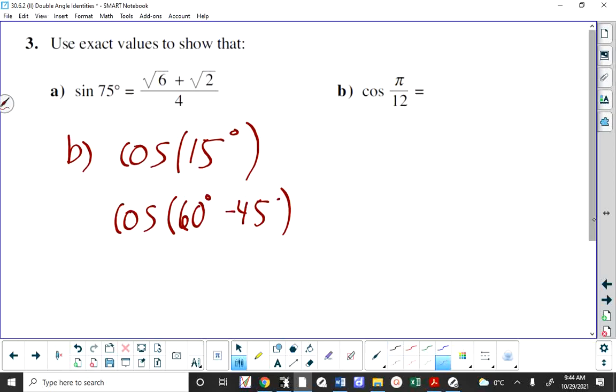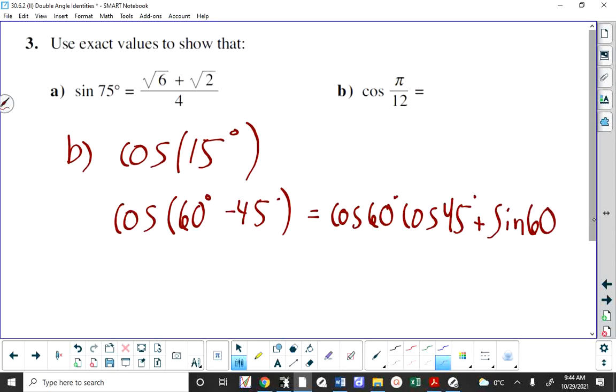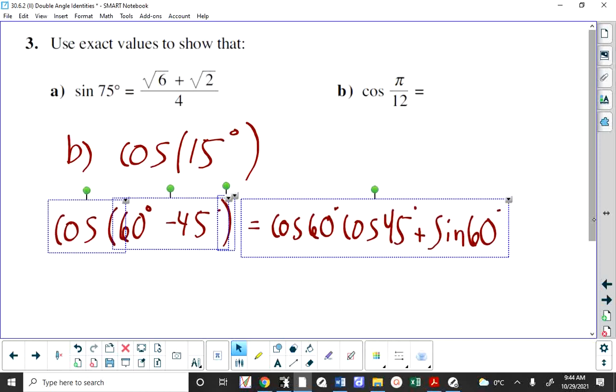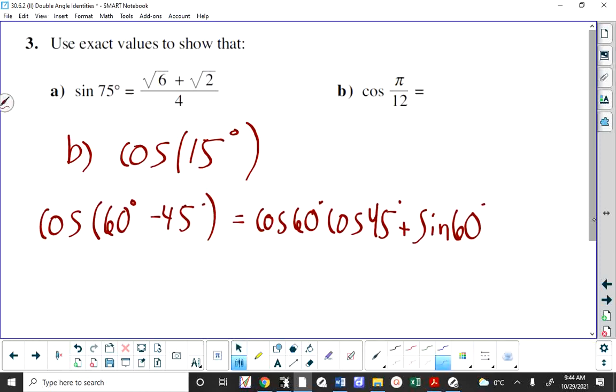Anyway, what we're going to do here, Jason, is we're going to write this as cosine of 60 degrees, cosine of 45 degrees, plus sine of 60 degrees, sine of 45 degrees. So I'm applying the difference identity for cosine.